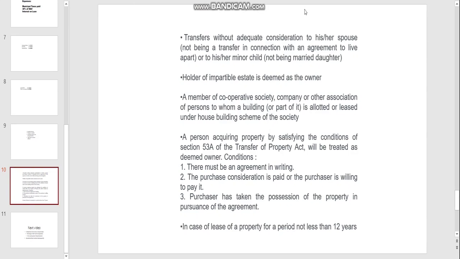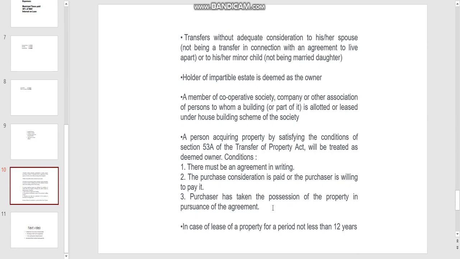Fourth case, a person acquiring property by satisfying the conditions of Section 53A of the Transfer of Property Act. The conditions are: the agreement for purchase should be in writing, the purchase consideration is paid or the purchaser is willing to pay it, and the purchaser has taken possession of the property in pursuance of the agreement. So if all these three conditions are satisfied, then the purchaser will be considered as the owner even if the property is not registered in his name.